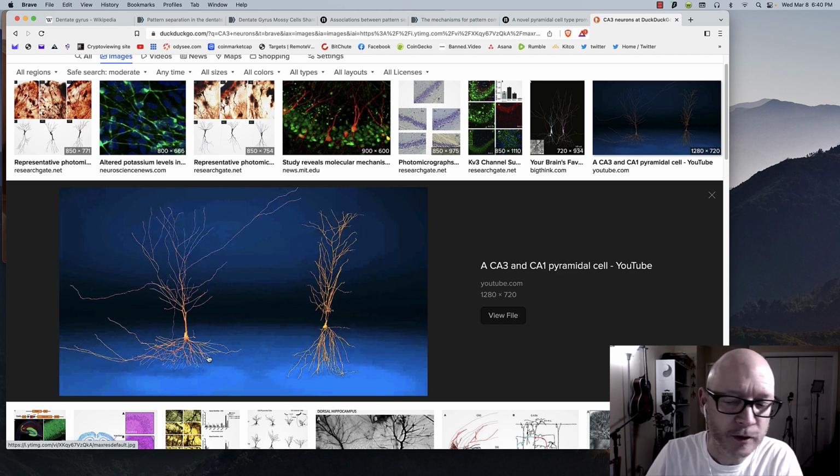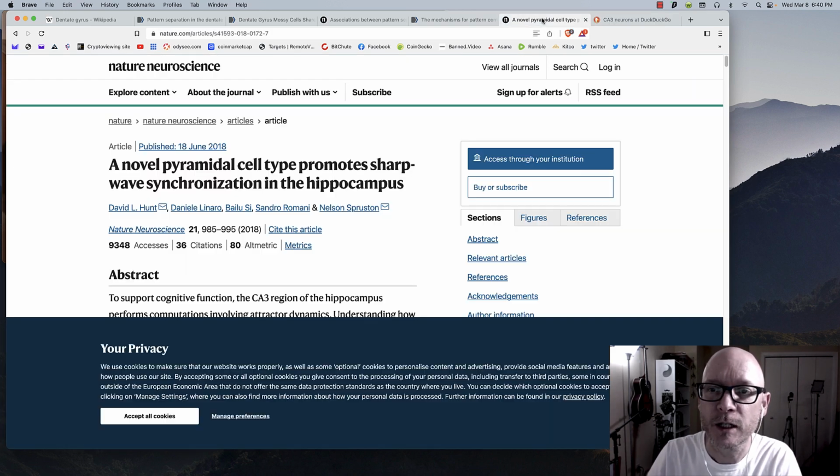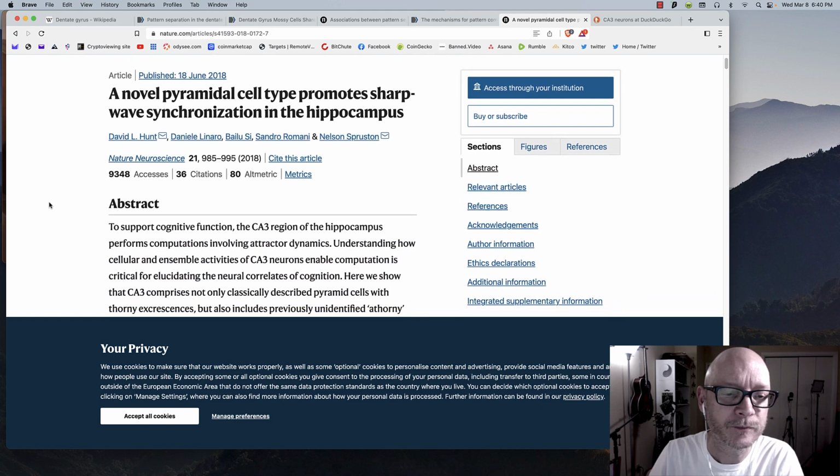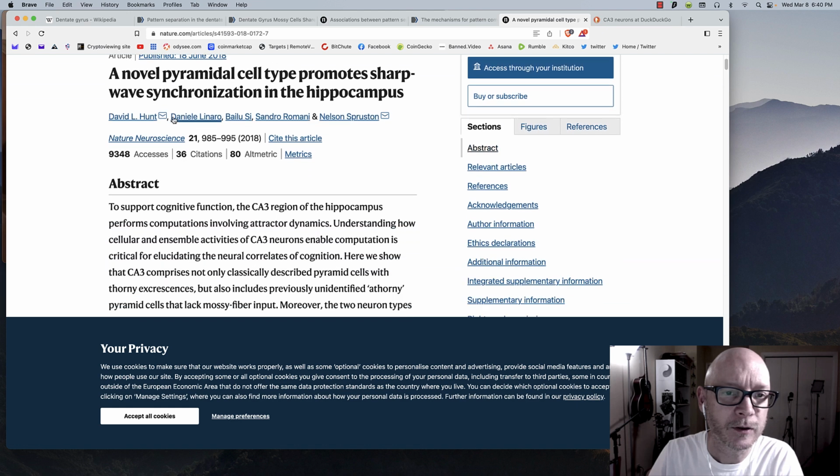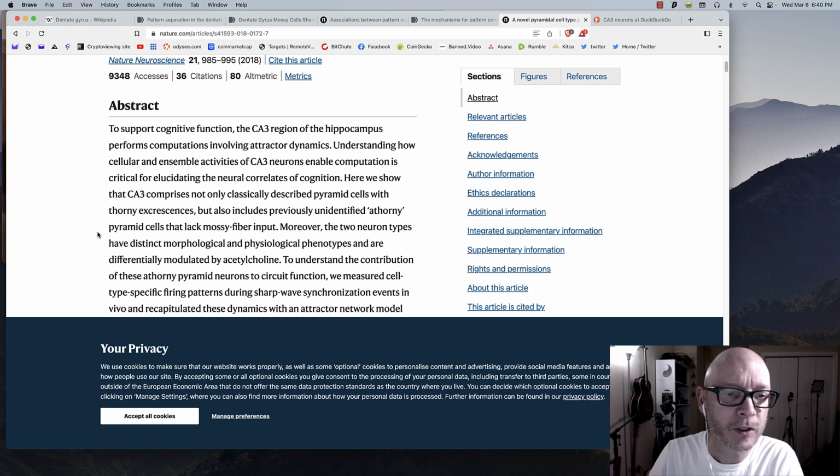It's through these neurons, through these cells, where the state of the input is being transmitted through the attractor-selector mechanisms. What I call the selector-attractor mechanisms. But in my research of these cells, I found this, regarding these pyramidal cells: to support cognitive function, the CA3 region of the hippocampus promotes computations involving attractor dynamics.